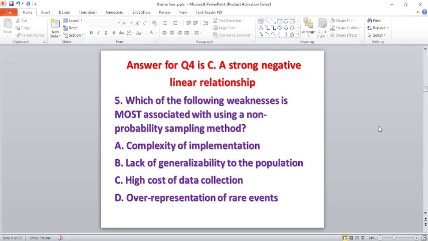Question number 5. Which of the following weakness is most associated with using a non-probability sampling method? A. Complexity of implementation. B. Lack of generalizability to the population. C. High cost of data collection. D. Overrepresentation of rare events. The answer for this question is B. Lack of generalizability to the population.